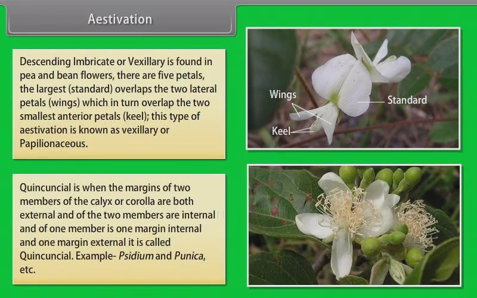Quincuncial is when the margins of 2 members of the calyx or corolla are both external and 2 members are internal, and of one member, one margin is internal and one margin is external. Then it is called quincuncial. Example: Psidium and Punica, etc.